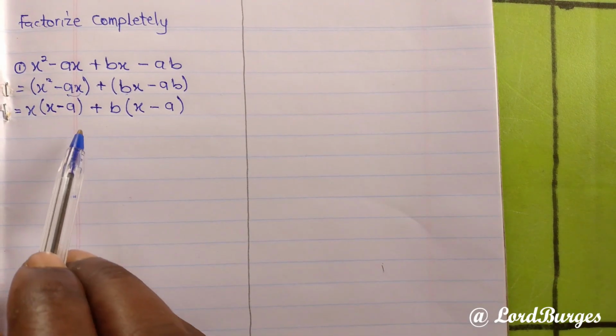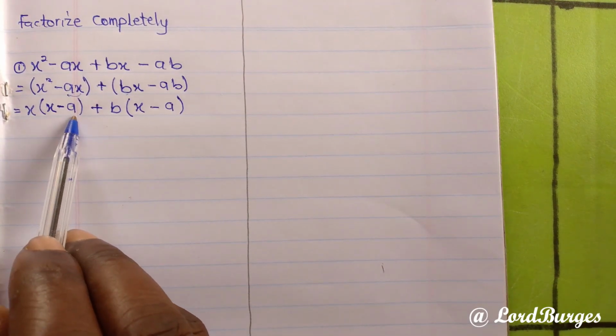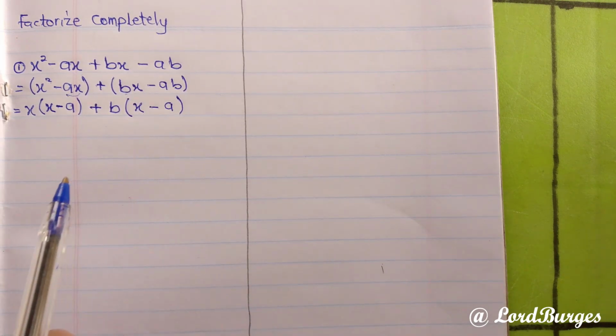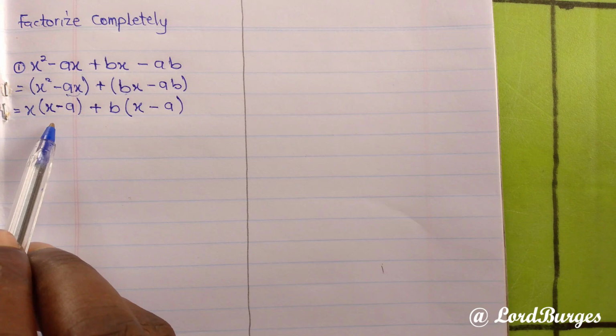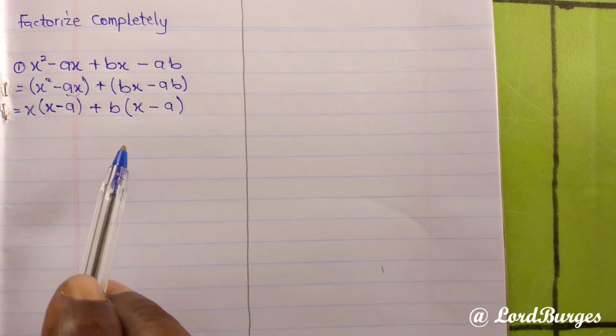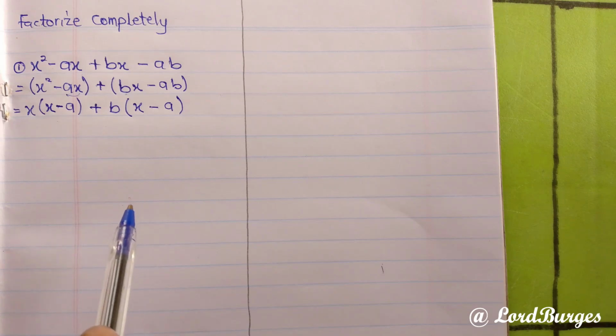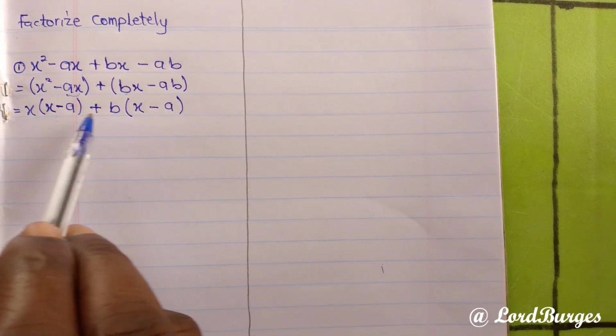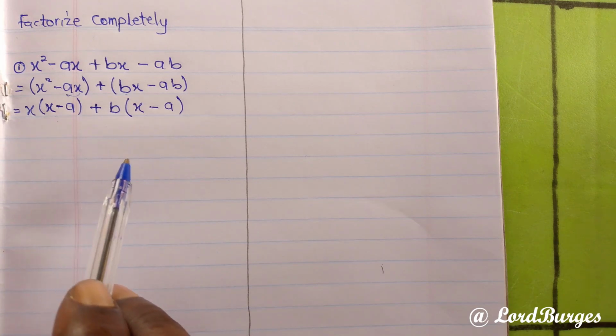We can see that what we have in this bracket is the same as what we have in this bracket. When you reach this stage and the brackets are not the same, it means there's an error somewhere. So go back and check. But if what you have in the brackets are the same, then it means you have done the right thing.